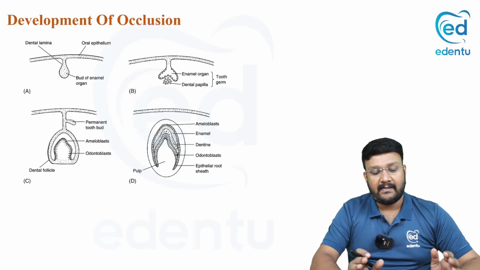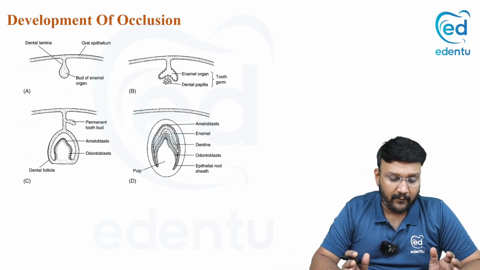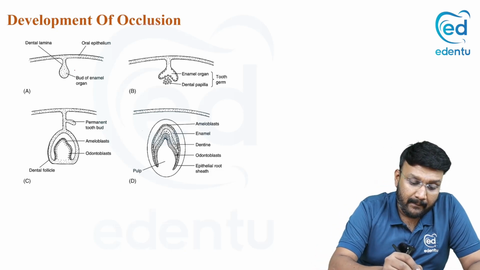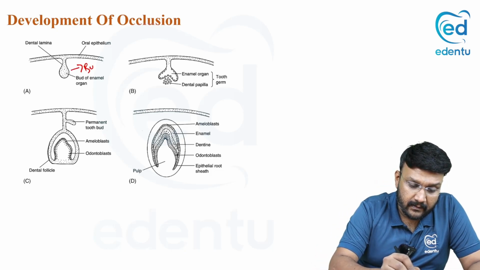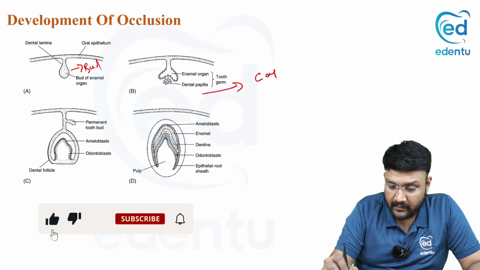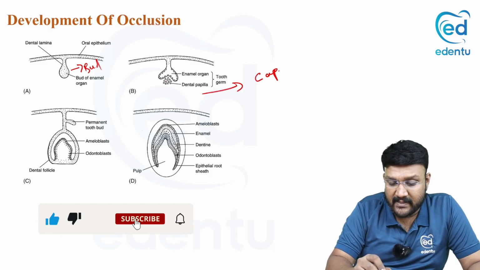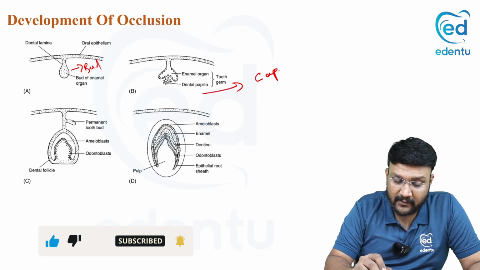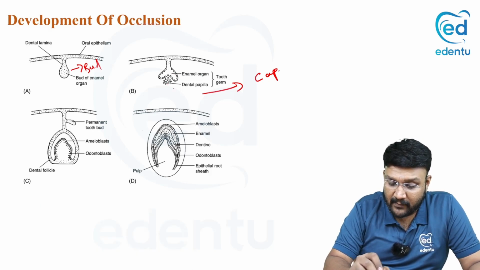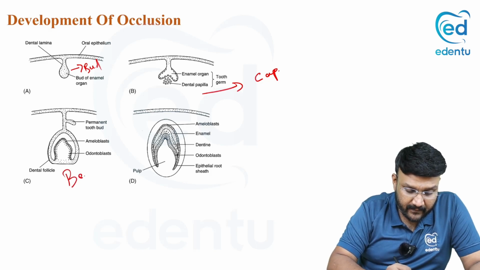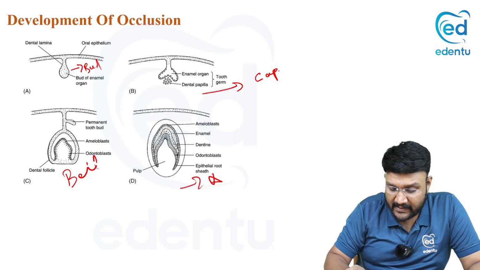Again, this is a pictorial representation of the different stages of tooth development. This is the bud stage. This is the cap stage, where you can see inward invagination of the bud happening because of proliferation. Then the enamel organ has formed and the tooth germ will be forming. Then this is the bell stage, and this is the advanced bell stage.